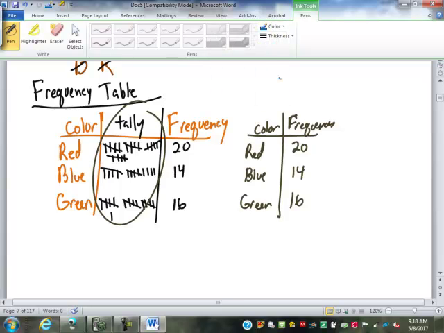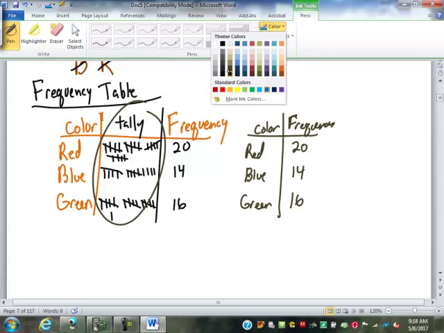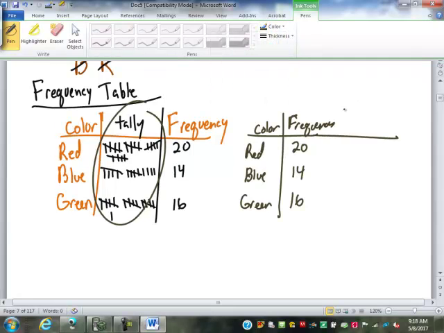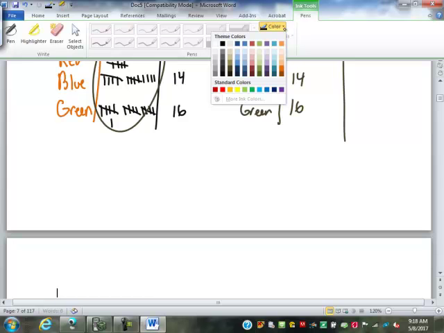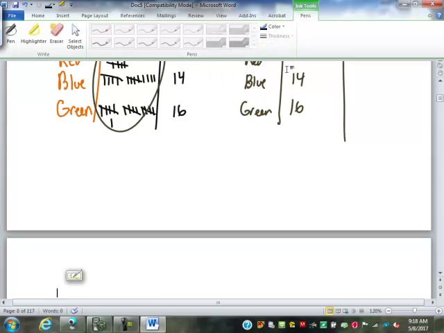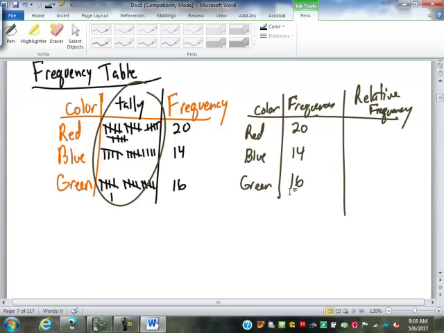Now, this frequency table itself is useful, but sometimes we add a column to it that we might call relative frequency. Relative frequency is what portion of the whole amount is each of them. To find relative frequency, first thing we have to do is find a total. So the total here, if I add all those up, is going to be 50.